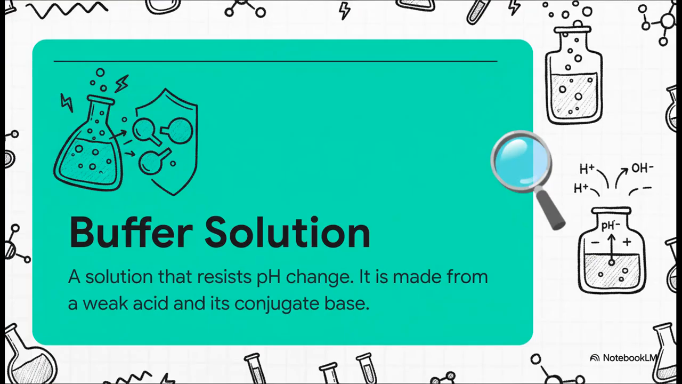So what is a buffer? Well, think of it like a chemical shock absorber. It can soak up extra acids or bases that you add, and it keeps the pH of the solution incredibly stable. The secret sauce here is what we call a dynamic duo, a weak acid and its partner, the conjugate base. And the conjugate base is really just what's left of the acid after it's donated its proton.